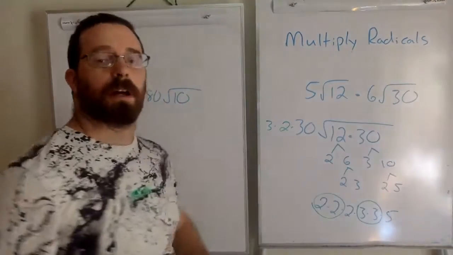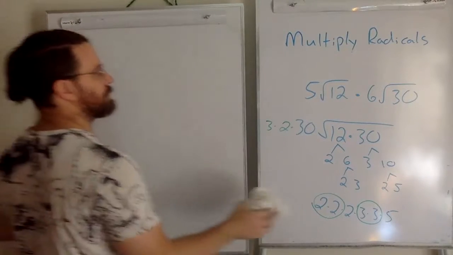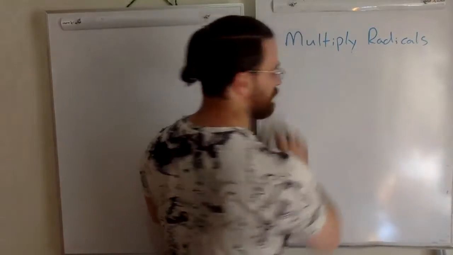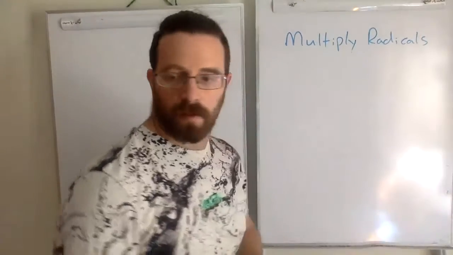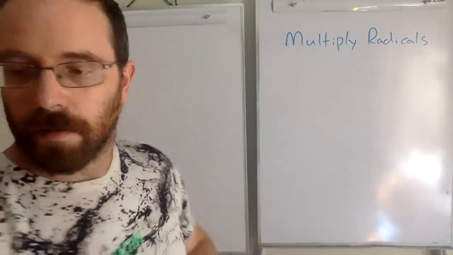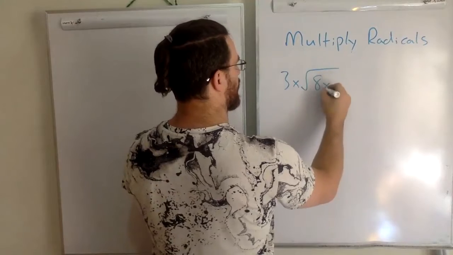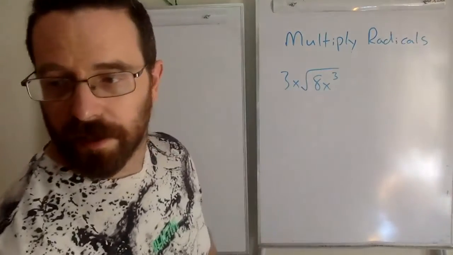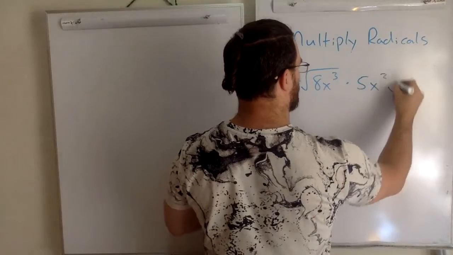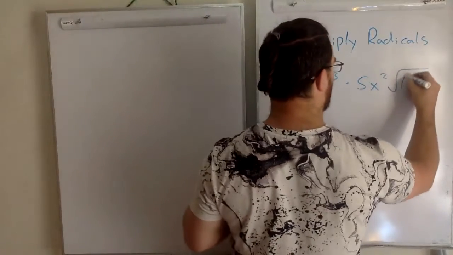Now let's go through a couple of examples with variables. So let's say I've got 3x radical 8x cubed times 5x squared radical, what do I got there, 14x to the 5th.